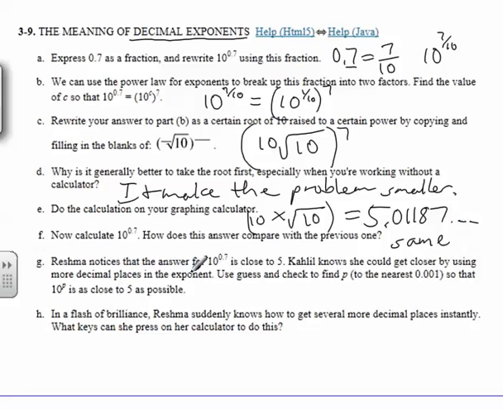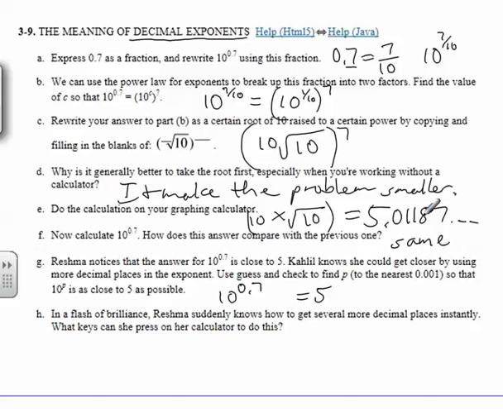Part G, Rashima notices that the answer is close to 5, and she knows that she could get closer by using more decimal places in the exponent. Use guess and check to find p to the nearest 0.001 so that 10 to the p is as close to 5 as possible. Okay, so this is close to 5, and we want to get even closer to 5. So 10 to the 0.7, what gets us closer to 5?